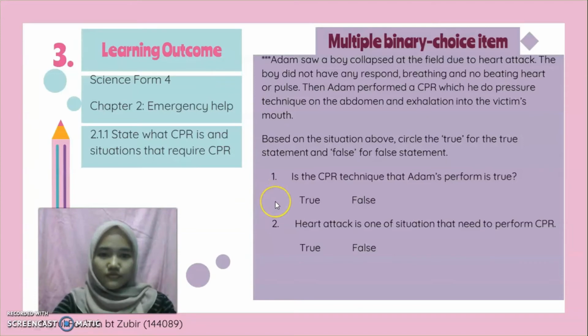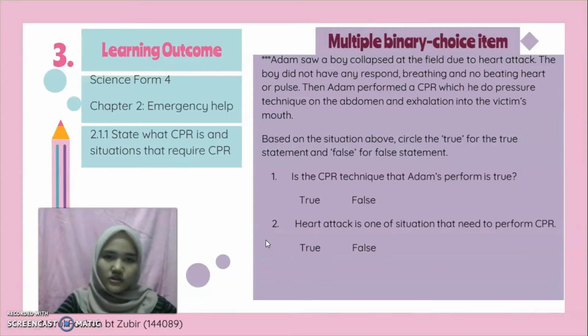So the answer is false, because the pressure technique is not on the abdomen. And the second one is, heart attack is one of the situations that need CPR to be performed. So yes, it's true, because heart attack is one of the situations that need CPR.